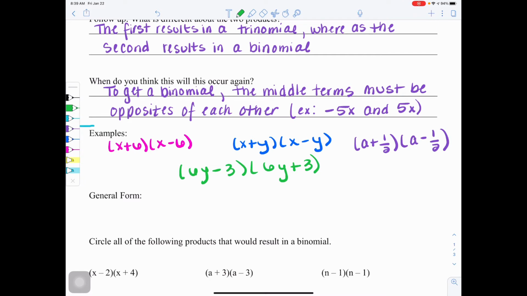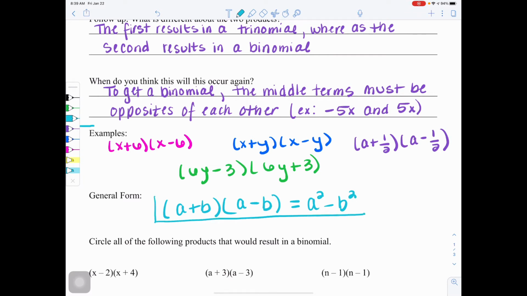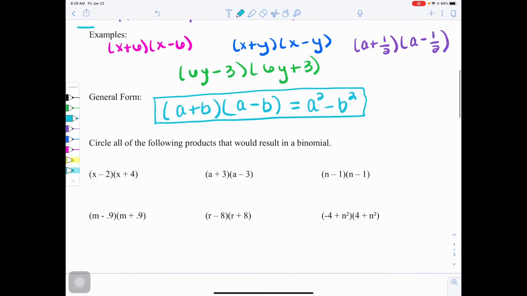So the general form of this that you're seeing is that you're going to have a plus b and then a minus b, and that's always going to give you a squared minus b squared because those middle terms will fall out. So put a box around that. That's our general form. So right now, I'd like you to pause the video and circle all of the following products that would result in a binomial. When you're ready to check your answers, resume the video.